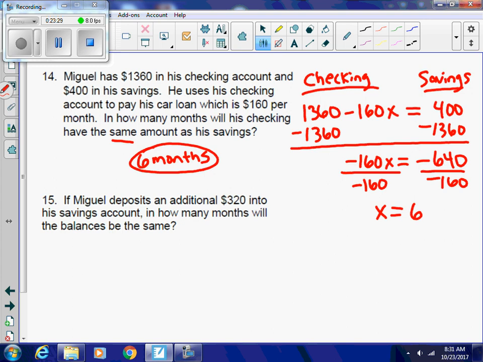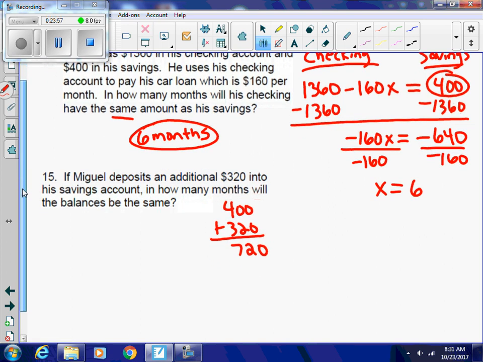All right. Number 15, if Miguel deposits an additional $320 into his savings account, in how many months will the balances be the same? Well, we're going to do the same thing, but instead of 400, we're just going to add another 320 to that. So 400 plus 320 is going to give me 720. So I'm going to do the same thing, but put in 720 on the other side.